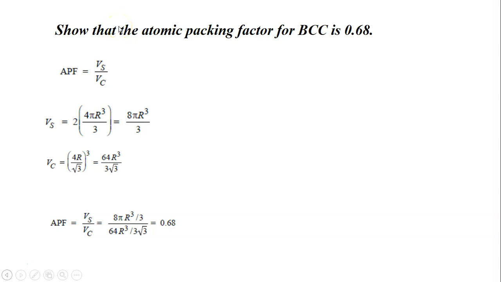In this video, I'm going to show a few examples on how to solve problems. The first question says, show that the atomic packing factor for BCC is 0.68. This is the formula that you should be using. The formula for APF is Vs over Vc. What is Vs and what is Vc? Please refer back to my notes, alright?